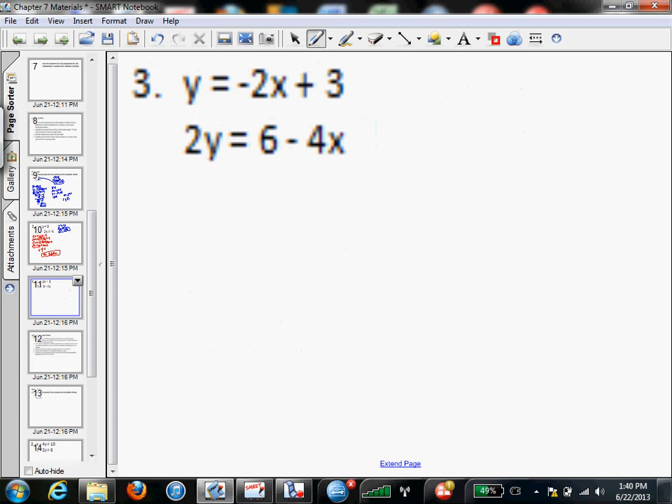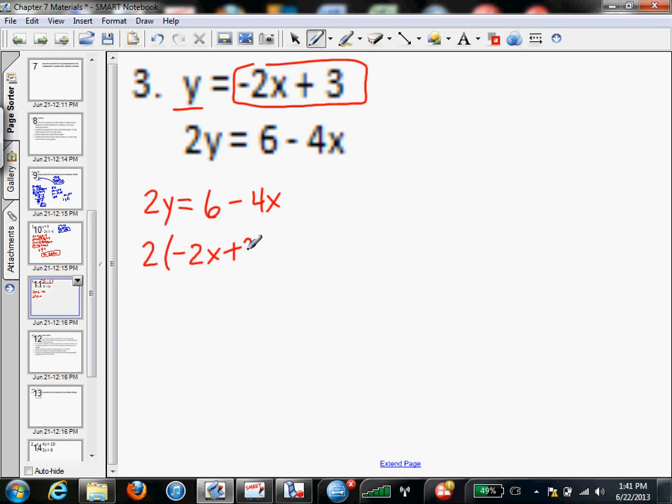Okay, and finally, to conclude this portion on the substitution method, let's look at this final example. If you notice, this is already solved for a variable, so we don't have to do anything with it. So let's just take the second equation, 2y equals 6 minus 4x, and everywhere we see a y, let's plug in this first equation. Let's just plug in this information right here. So 2 times negative 2x plus 3 equals 6 minus 4x.